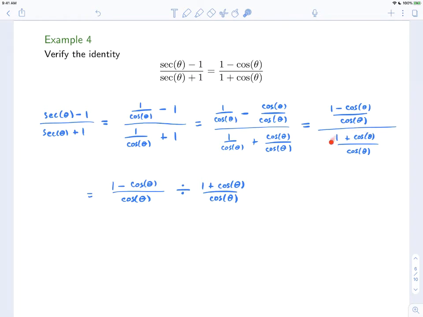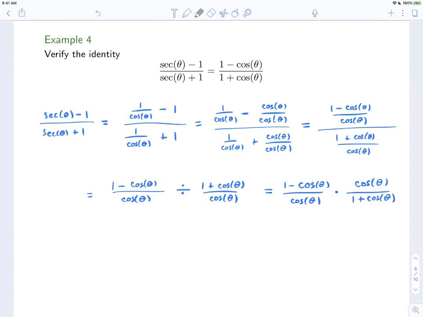We had this term divided by another term. So 1 minus cosine theta over cosine theta divided by 1 plus cosine theta over cosine theta. So all I've done here is, instead of writing it with a horizontal bar, I've used the division symbol. So it's the numerator divided by the denominator. The reason I would do this is we can see that we have something that we're dividing by a fraction. So that's the same as multiplying by the reciprocal. So this is equal to the first term, 1 minus cosine of theta, divided by cosine of theta. And now we're multiplying by the reciprocal. So that's going to be cosine of theta divided by 1 plus cosine theta.